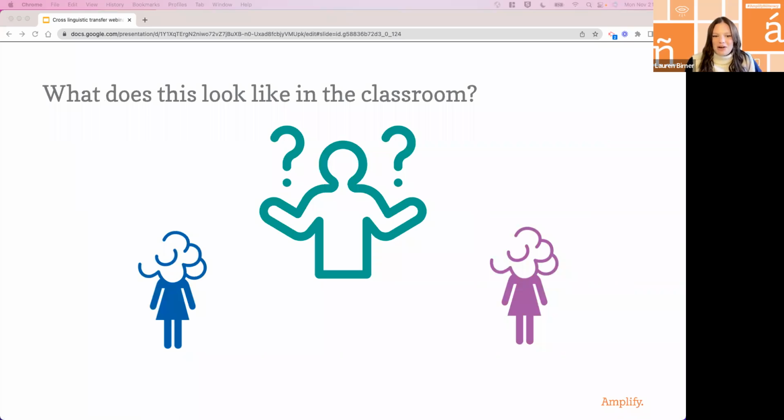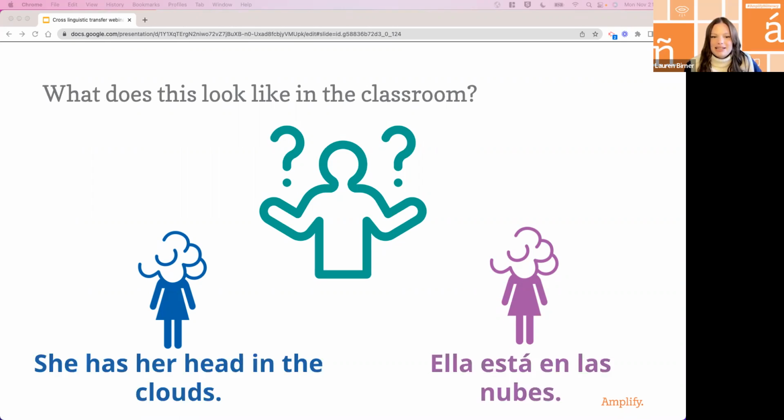So thinking about, again, what this might look like in your classroom, you might do something like hang a chart of idiomatic phrases in each language. Looking at both languages side by side is a really great way to support your students in learning a second language. Again, many of these phrases have a similar counterpart in the other language, like this one. In English, we say she has her head in the clouds. And in Spanish, we would say ella está en las nubes, or literally translated, she is in the clouds. So having a chart to reference this can help students to remember new phrases and vocabulary.